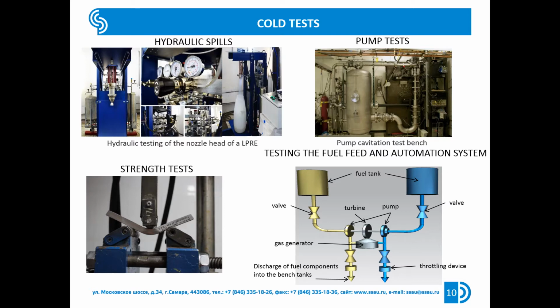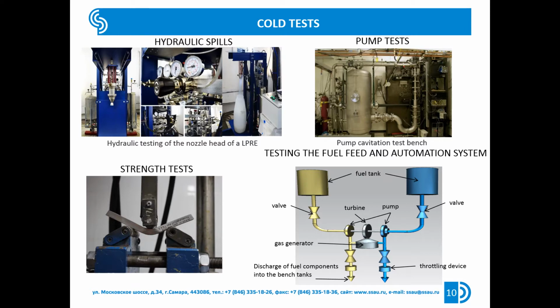Strength tests of engine components. These are static tests of closed volumes, housing parts of pumps and turbines, combustion chamber cooling ducts, etc. They are carried out by hydropressing method at pressure 1.25 to 1.5 times greater than the working pressure. If necessary, tests are conducted up to the destruction of the tested construction.